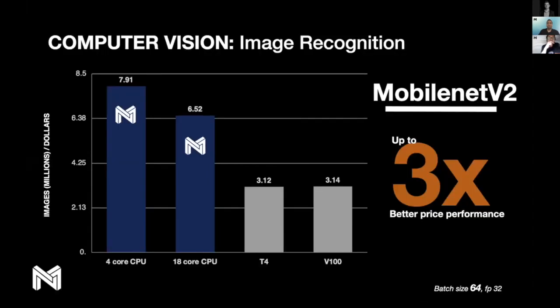And then if I look at price performance, the pattern holds true. The 4-core and the 18-core, given they're so much cheaper, just provide much, much better price performance as compared to the expensive accelerator. So I just wanted to give you a flavor of what we're seeing in practice. We'd love to work with you and see what your own benchmarking looks like and see how we might be able to help you achieve both the performance and the price performance that we see.